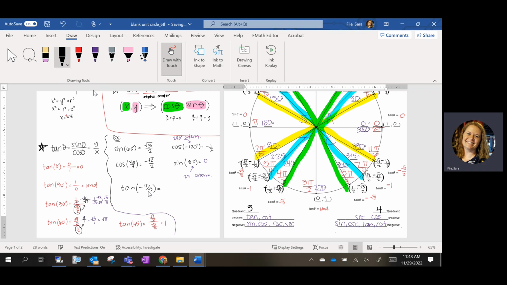Where would negative pi thirds be? It's in the negative direction, so I don't see it listed on the unit circle, but what would it be coterminal with? Yeah, positive 5 pi thirds or 300 degrees. I went negative 1 pi thirds. So at this location, what's tangent? No, tangent. Just negative root 3. Oh, yeah. Yep. All right.